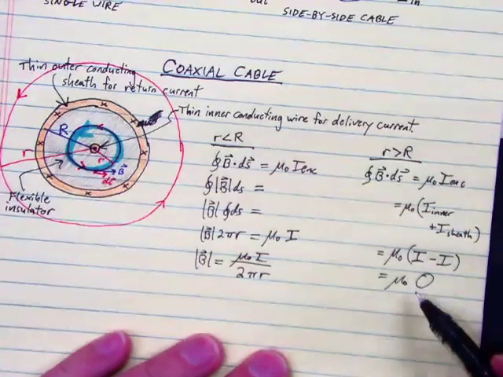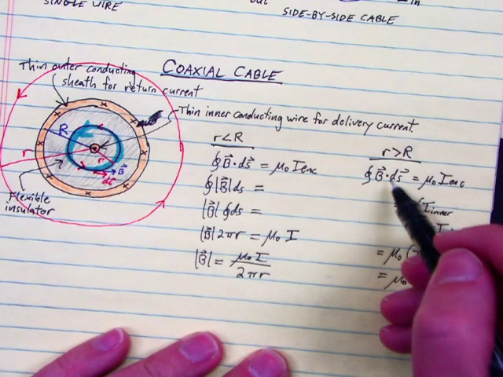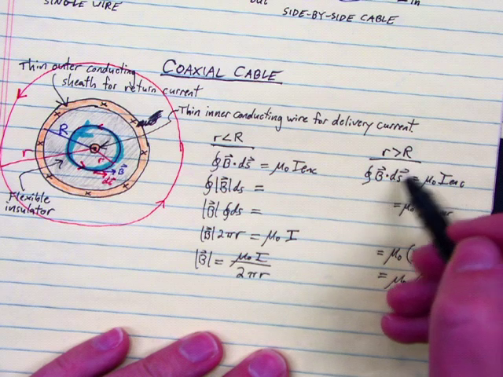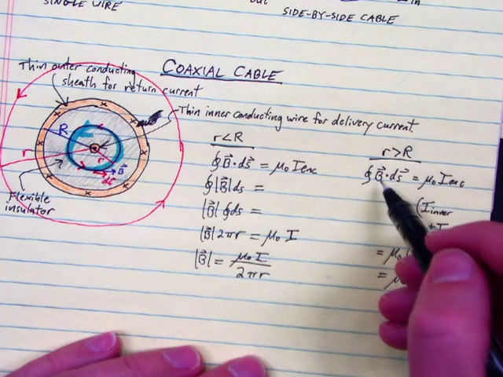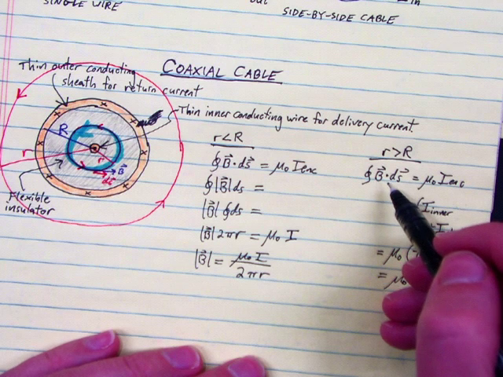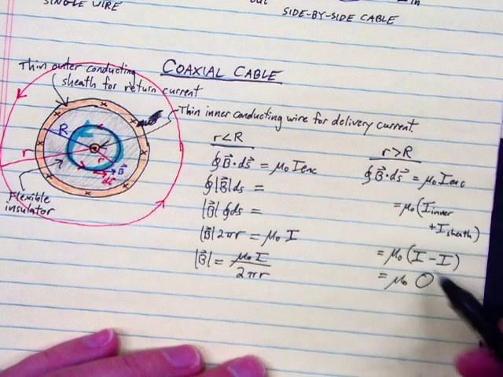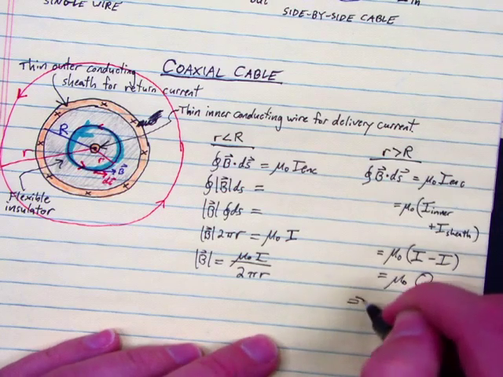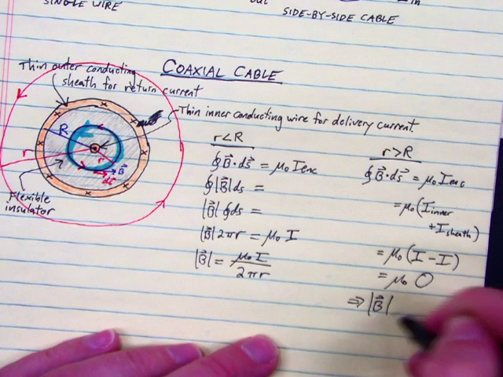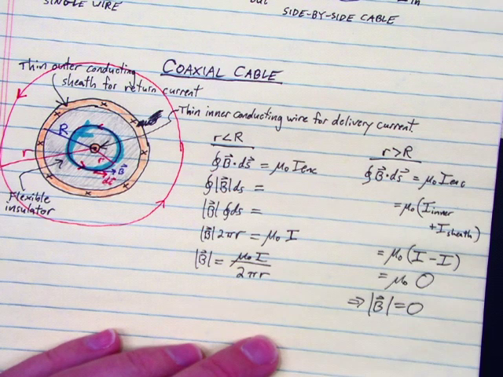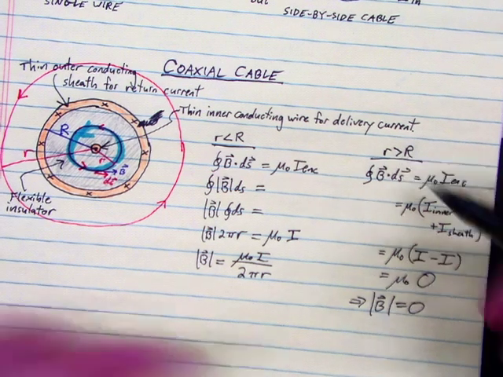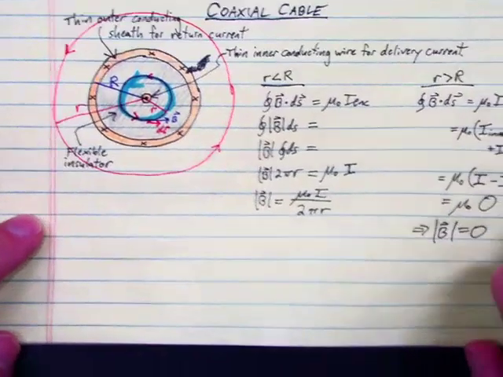And the only way that can be true is if on the right-hand side, since ds is non-zero, and by symmetry we know B can't be perpendicular to ds, the only way this can be true is if B is 0 also. Therefore, no magnetic field outside of our coaxial cable.